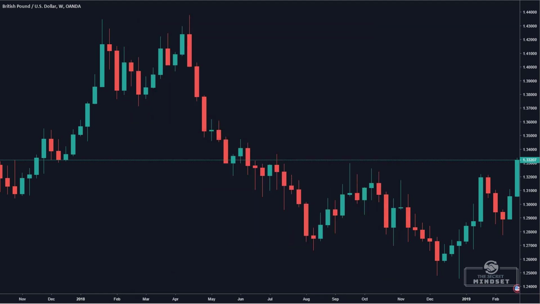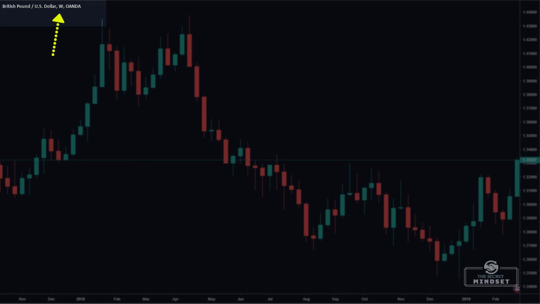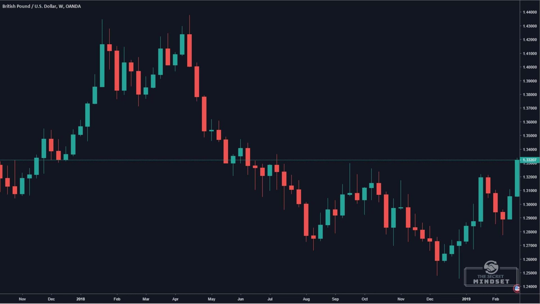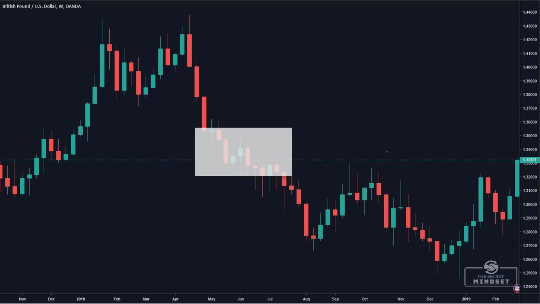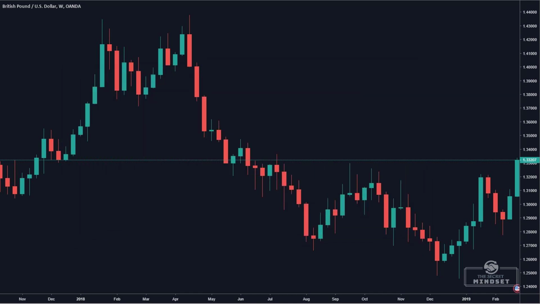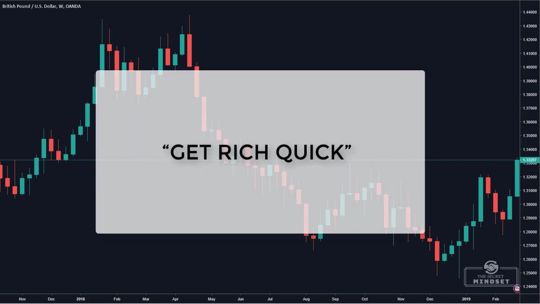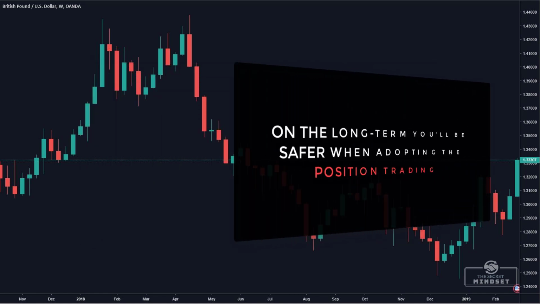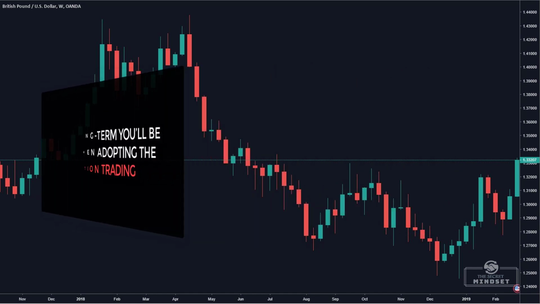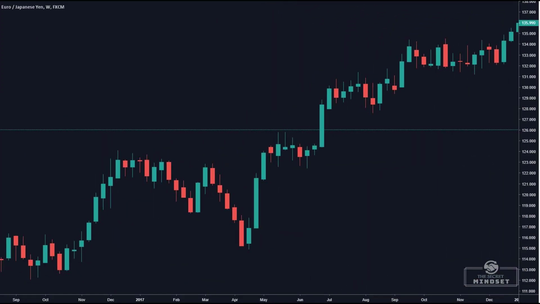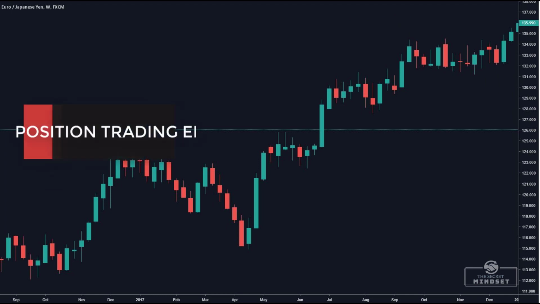When evaluating the markets, position traders usually make their research on weekly and monthly price charts. I'm sure you already know that 90% of traders lose their money and maybe only 5% of them make any real money from trading. This is due to the fact that the majority of traders enter the market with a get-rich-quick mentality. Short-term trading can be profitable, but in the long run, you'll be safer when adopting a position trading attitude. When executed correctly, position trading comes with several advantages.